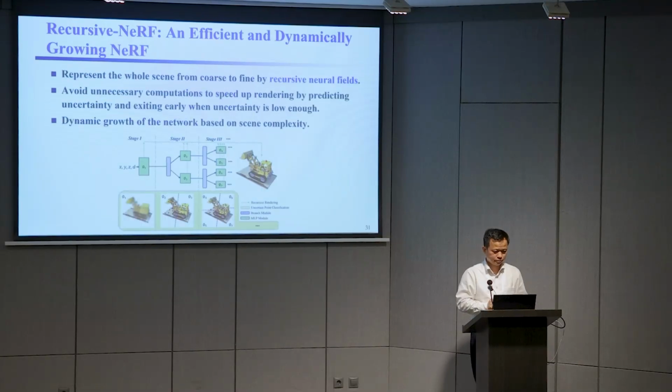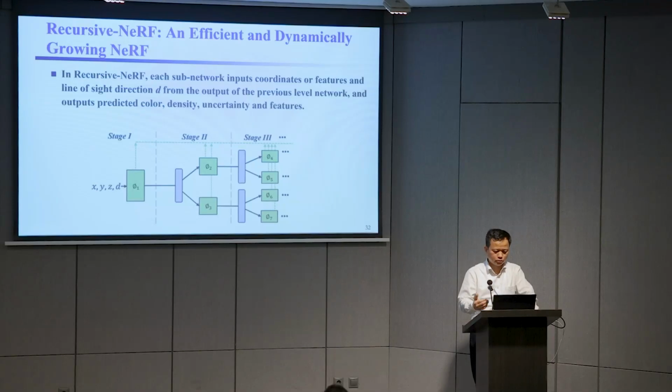So representing the whole thing from coarse to fine by a recursive neural field may be a good solution. So we want to try to avoid unnecessary computation to speed up the rendering by predicting uncertainty and exiting earlier when the uncertainty is low enough, and by the dynamic growth of the neural network based on scene complexity. This is the main idea.